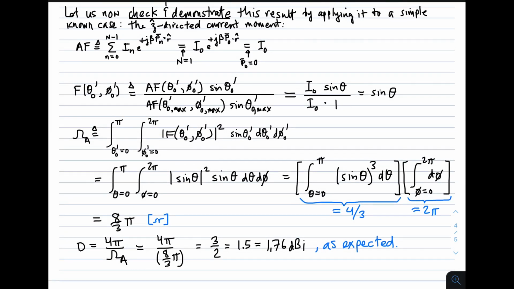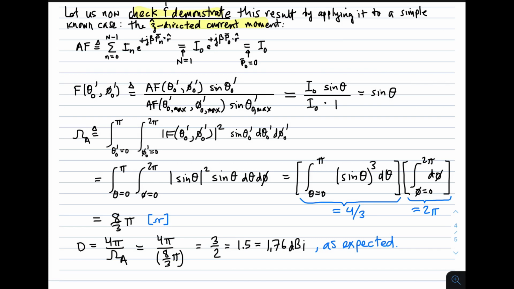To make sure we're thinking straight here, let us now check and demonstrate this result by applying it to a simple known case. And that is simply the good old z-directed current moment. We've already worked out what the directivity of a ẑ-directed current moment is, so we should be able to get that same result by using the procedure above. No question, it's a long way to do it, but it will demonstrate the technique and confirm that we get the right result.